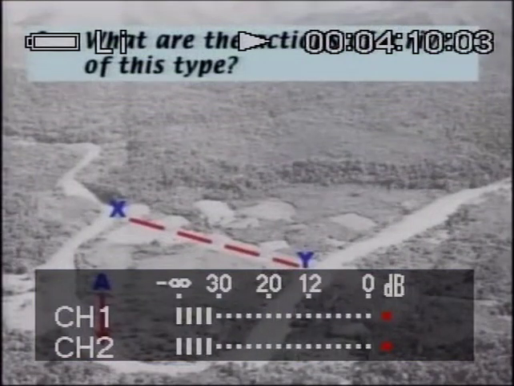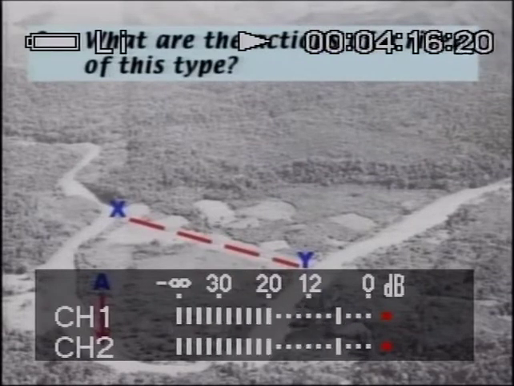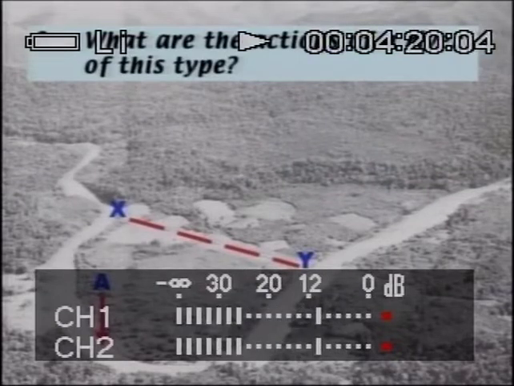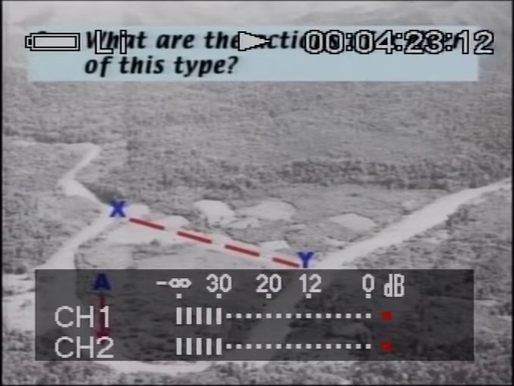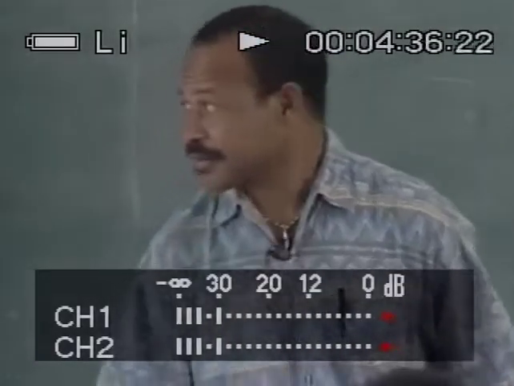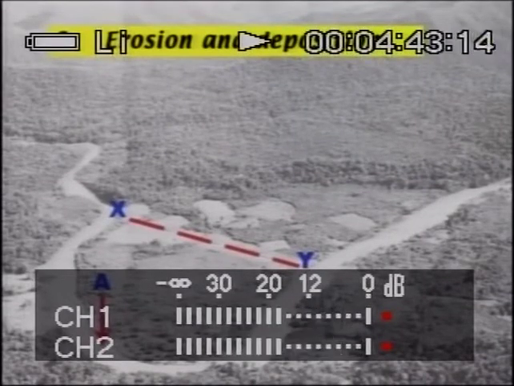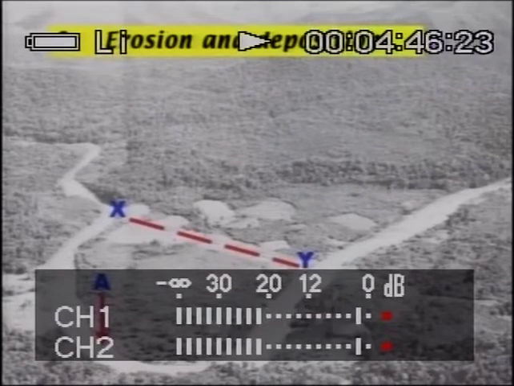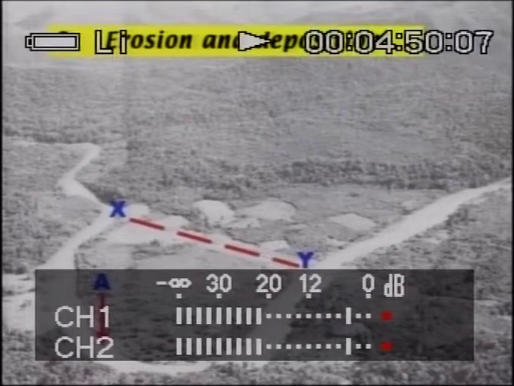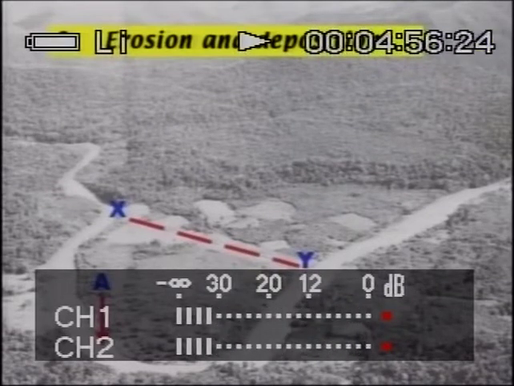Question number 9 reads, what are the actions of a river of this type? We have one student to answer that question. Erosion is dominant along the concave banks and deposition is dominant on the convex banks. Thank you. Okay, let's check the answer. There are two processes taking place: erosion as well as deposition. So the two actions of the river in this case are erosion and deposition.